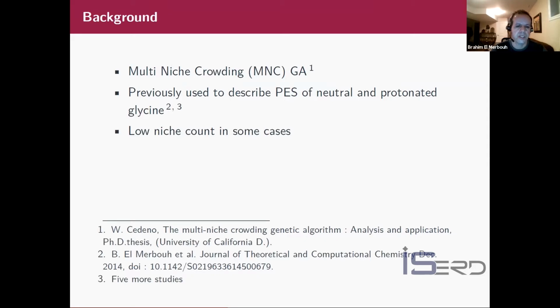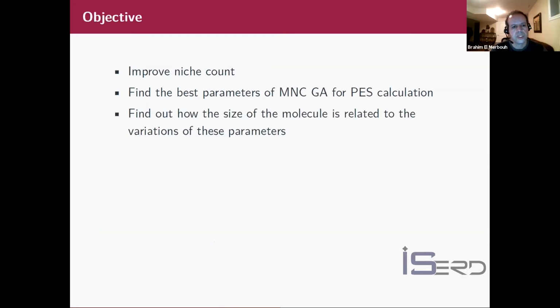The niche count is basically the number of conformers belonging to the same niche corresponding to any given minimum in the search space. So that inspired us to look for a way to optimize the algorithm to increase its efficiency for this special use of PES calculation. So the objective of this study is to improve the niche count for each minimum and find the best parameters of this algorithm for this special case of PES calculation.